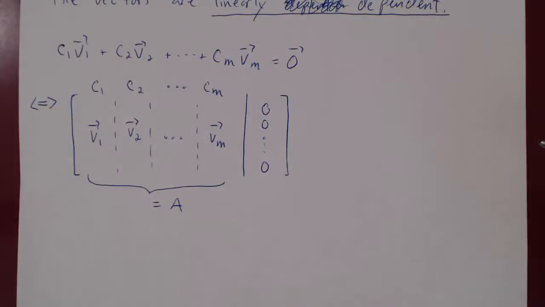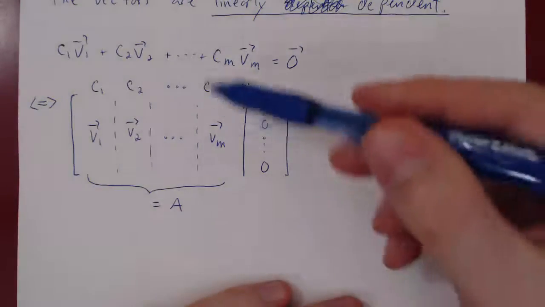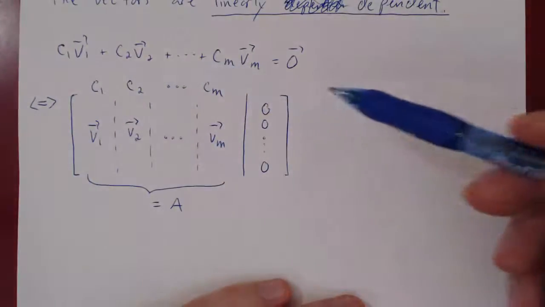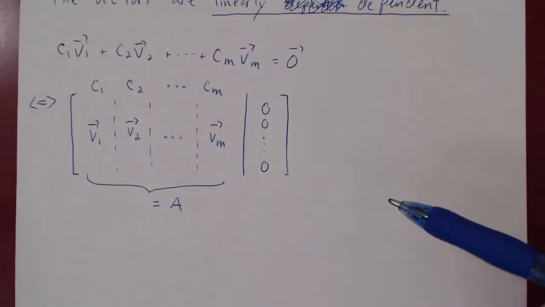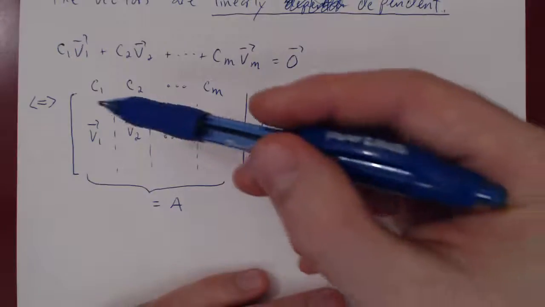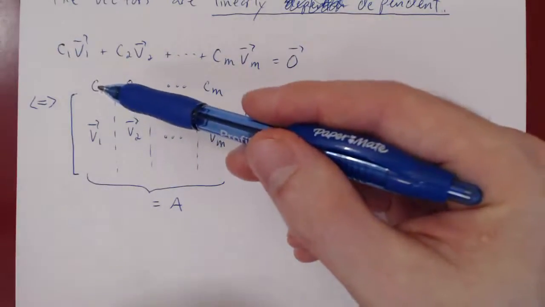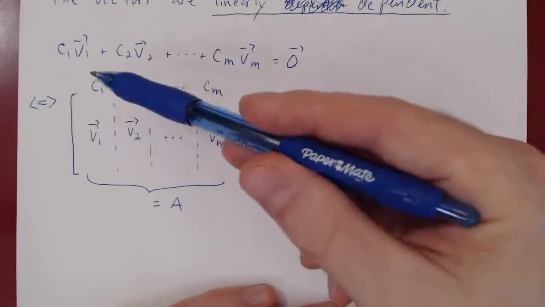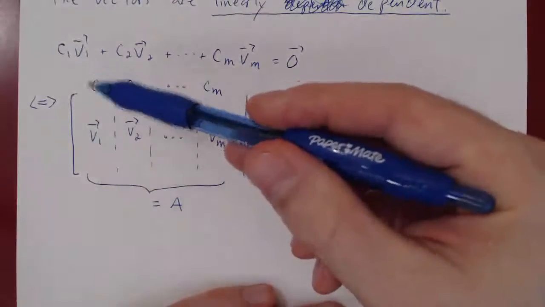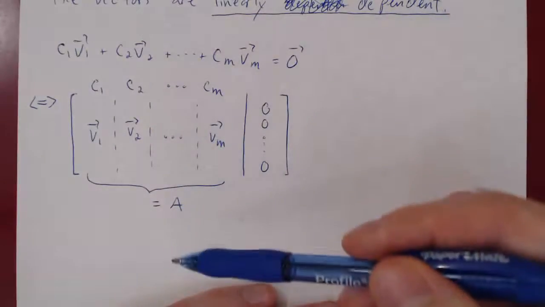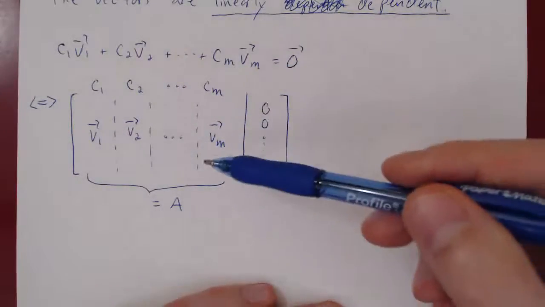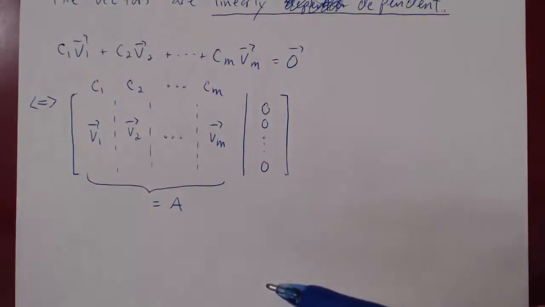And now imagine reducing the matrix and solving the system, right? If there is only the trivial solution, therefore C1 equals C2 equals up to Cm equals 0, that means a unique solution. Therefore, every variable must be a leading variable. Therefore, when you reduce the matrix, every column will have to contain a leading 1, right? The only way to have a unique solution is if each variable is leading. So if you row reduce this matrix and every column has a leading 1, then every variable is leading. Therefore, you have a unique solution being the trivial solution. Therefore, you have linear independence.